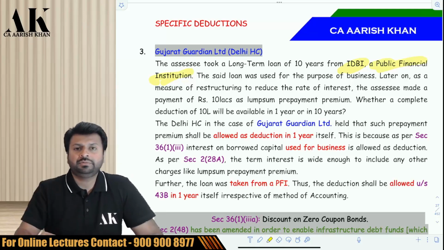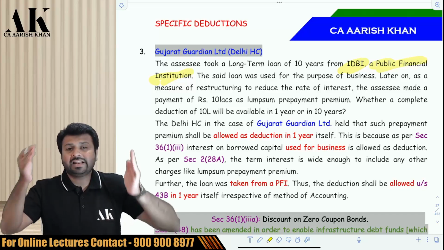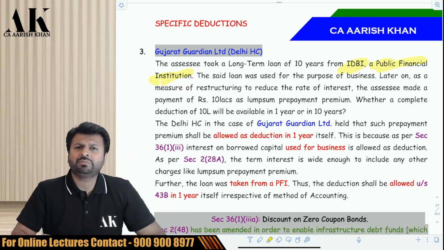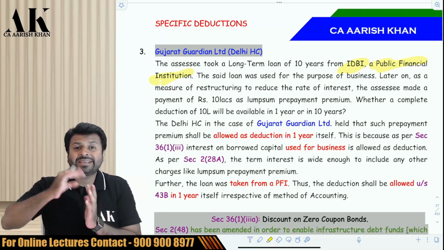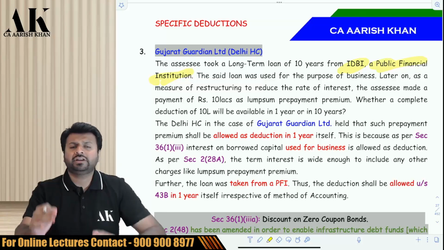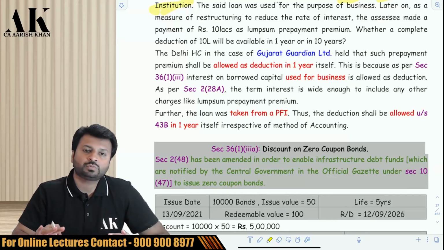Why? As per 43B. Because in 43B it is written that if you take a loan from a public financial institution and you make the payment of interest, then it shall be allowed as a deduction in the year of actual payment, irrespective of the method of accounting followed by the assessee. Therefore, this 10 lakh can be categorized as interest, and the loan is taken from a public financial institution. Therefore, it shall be allowed in one single shot. That's it. Okay. So, it's a beautiful case. You can go through it once. I have told you each and every aspect of this.